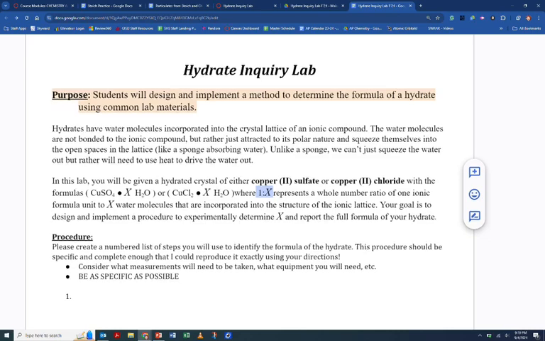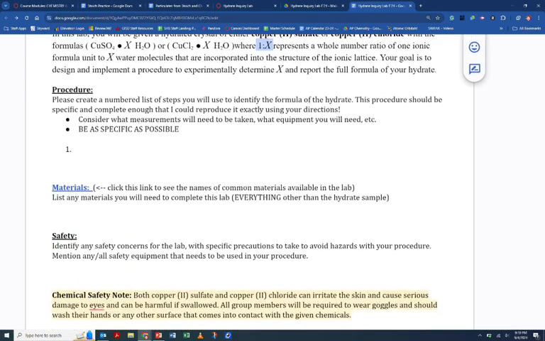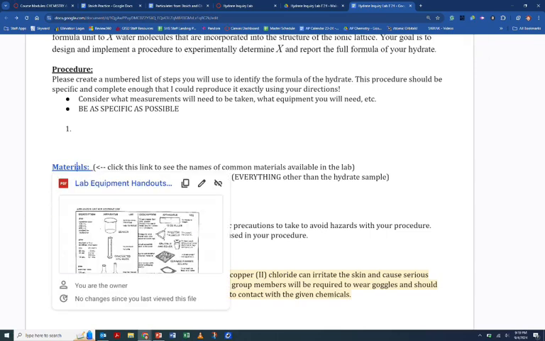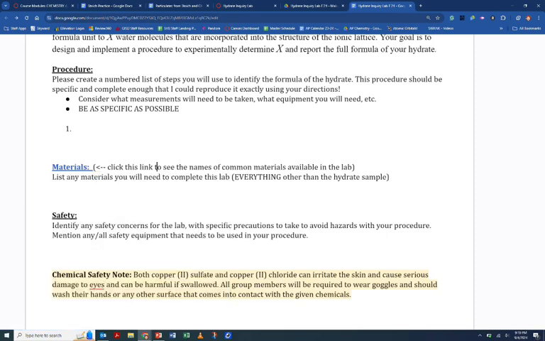So in this document, you have 3 things you need to do. Write up a procedure. Find out and list out materials. I do have a link to a materials handout so that you can see kind of the general simple materials. You shouldn't need anything super fancy, not distilling anything here. Normal materials, just list them out, and then safety concerns.